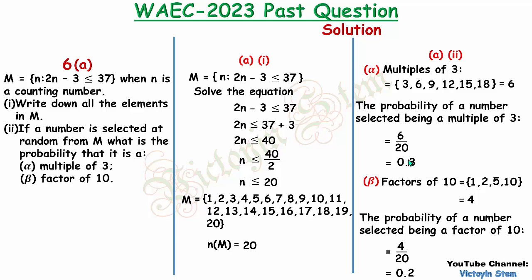Which means the likelihood of picking a number that is a multiple of 3 is higher than picking a number that is a factor of 10. Obviously, from the values, you can see 0.3 is greater than 0.2. So we have more numbers that are multiples of 3 and fewer that are factors of 10. Okay, that is the solution to question 6A of the West African Examination Council 2023 Mathematics.